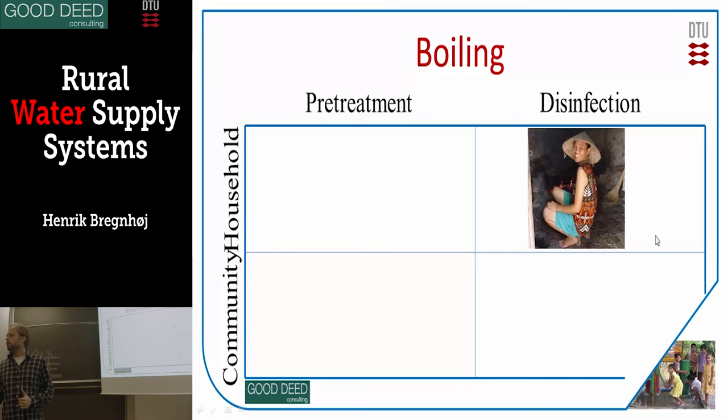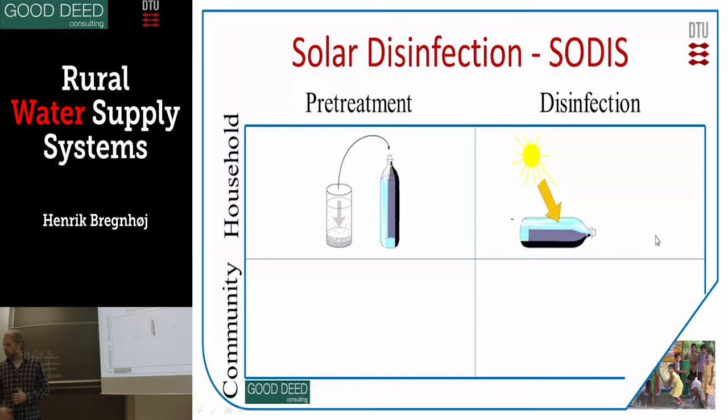Then you can boil the water, as we know, to kill the bacteria by boiling. It often requires a lot of energy that is not always available, but in some places that is a good way to do it. Then you can use solar for killing.